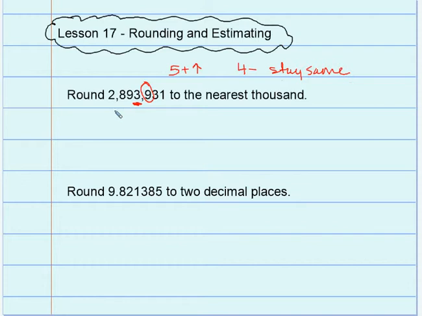Okay, so we're going to keep the digits in front of the underline the same. And then at the underline we have to decide, is that going to stay a 3 or go to a 4? So hopefully you know it's a 4. And then the circled digit turns to 0, and so does everything behind it. Okay, so that's rounded to the nearest thousand.